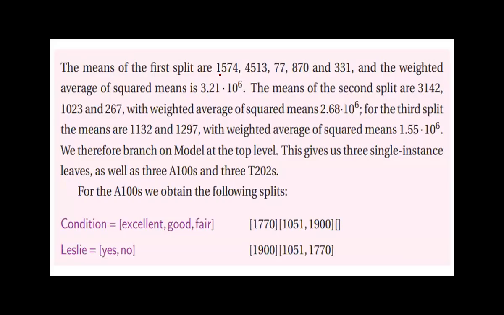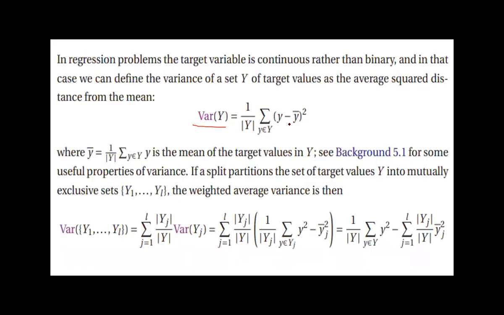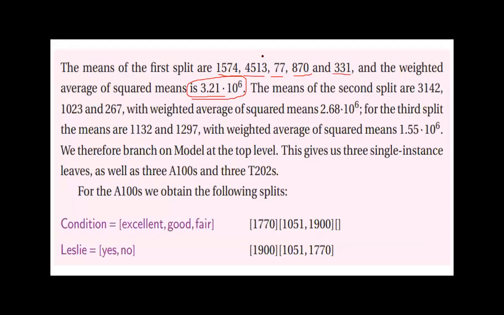So the means are 1574, 4513, 77, 870, and 331. And the weighted average of the squared means is 3.21 times 10 to the power 6. How is it calculated? You deduct the mean from each value, square it, and sum them up. See, this is how it is calculated. You have to deduct each one. So this is called variance, my dear friends. This is how the weighted average is calculated.